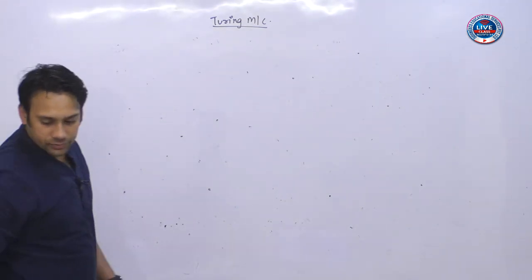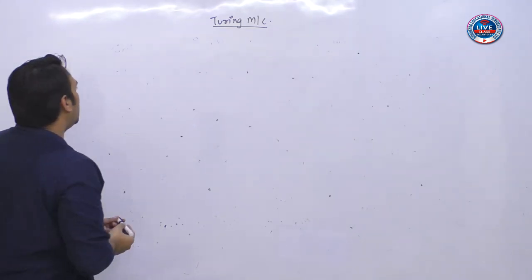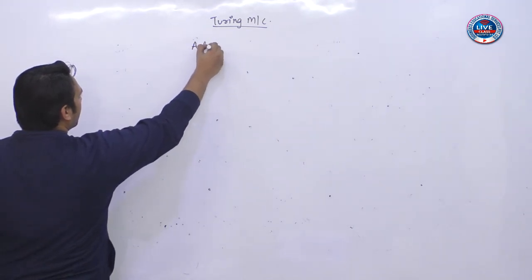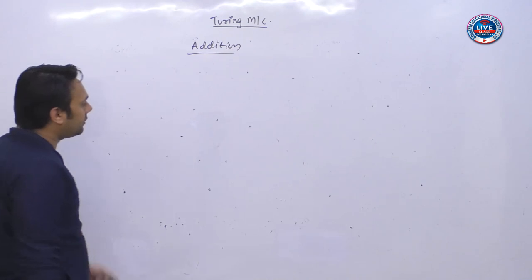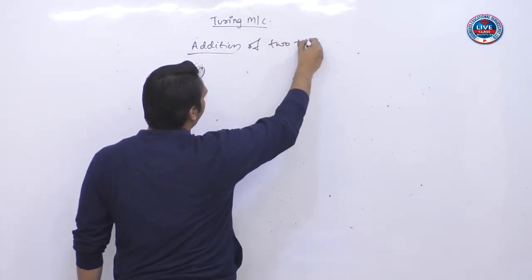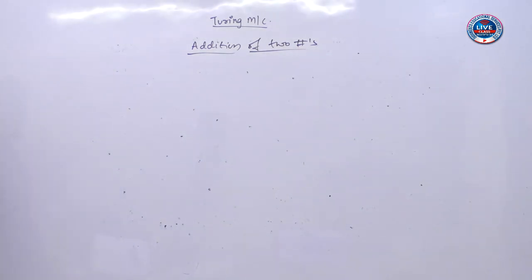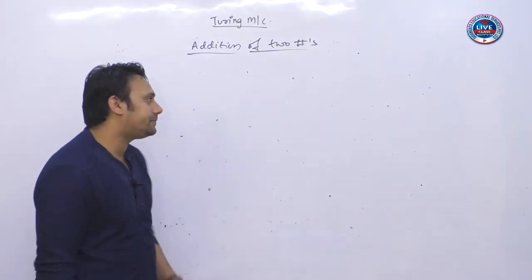Okay, sorry. Now I have to show you how to perform addition. Addition of 2 numbers. Addition of 2 numbers using a Turing machine. If you can perform addition of 2 numbers using a Turing machine, obviously that will be good, right?